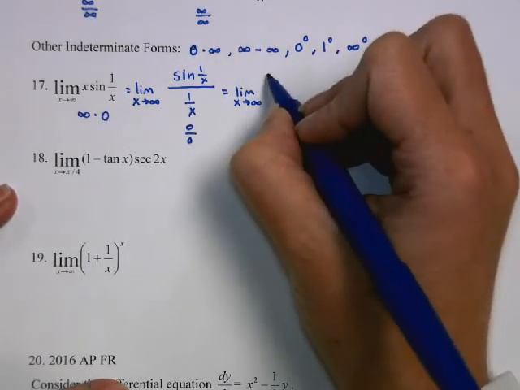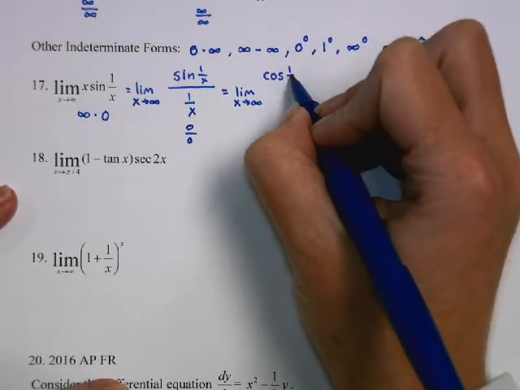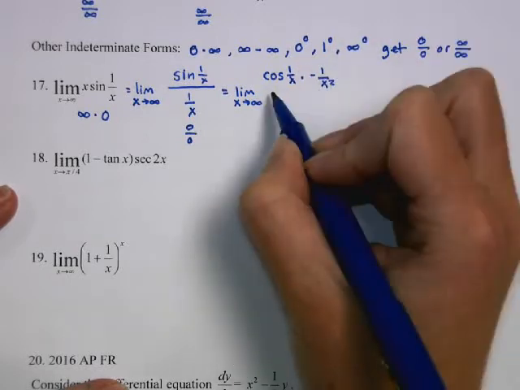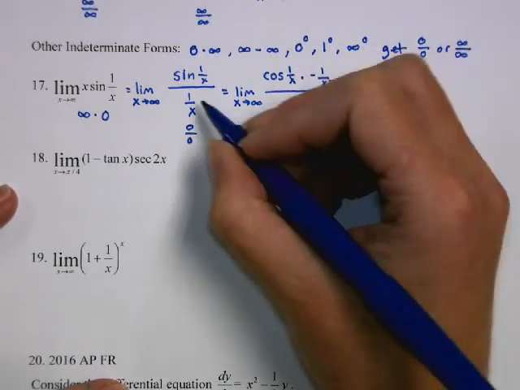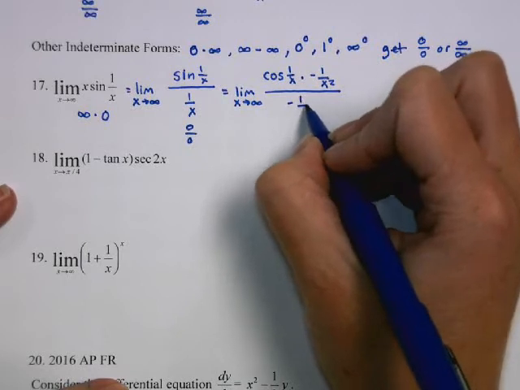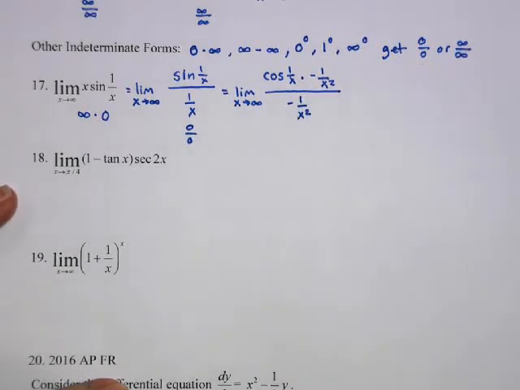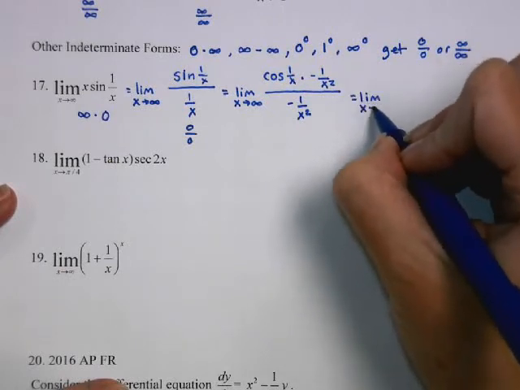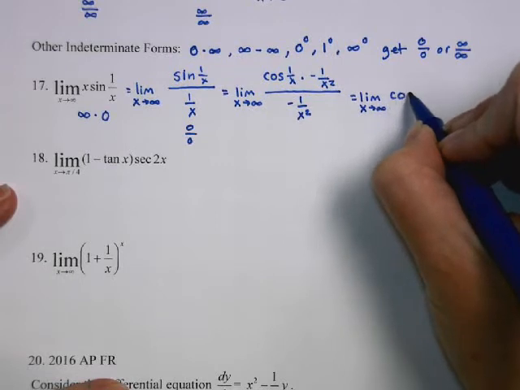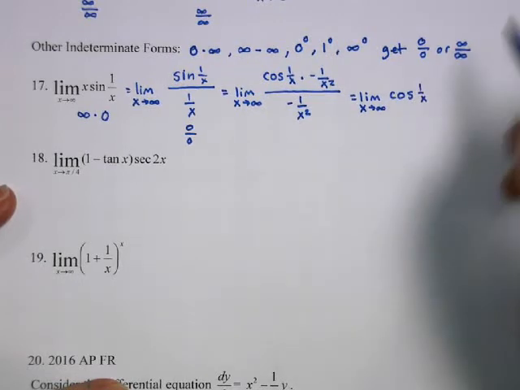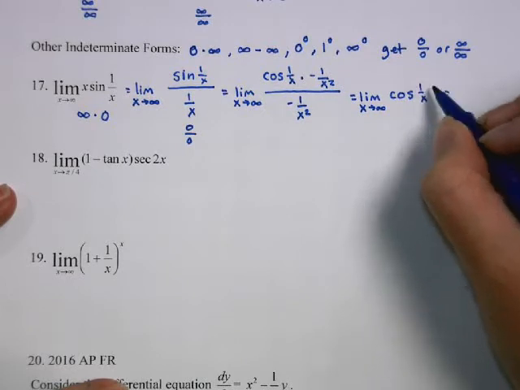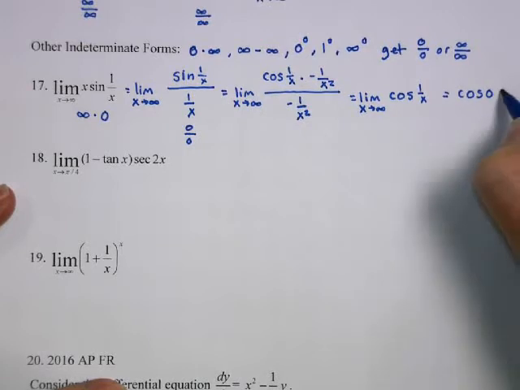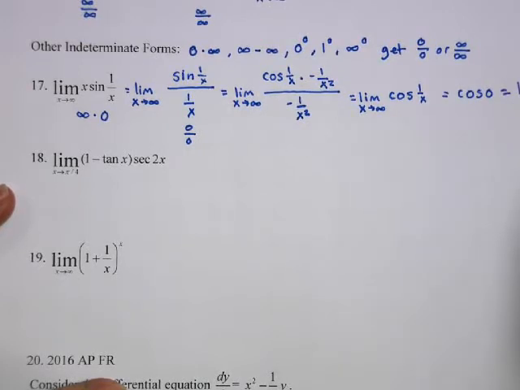Derivative of sine of 1 over x is going to be cosine 1 over x times the derivative of 1 over x, which is negative 1 over x squared. Derivative of 1 over x is still negative 1 over x squared. So those negative 1 over x squareds cancel. So all we have here is the limit as x goes to infinity of cosine 1 over x. 1 over x as we go to infinity is going to go to 0. So this is going to be cosine of 0, which is 1.